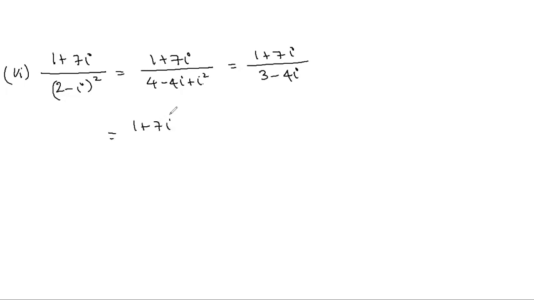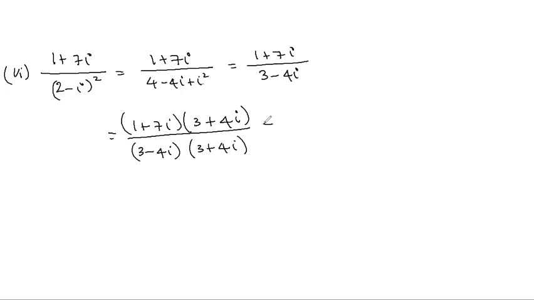So (1 plus 7i) into (3 plus 4i) upon (3 minus 4i) into (3 plus 4i). When you open this, look at this. Real part you take first, 3 times 1. Imaginary part is real part. This also gives you real part, 7i and 4i. That gives you 28i square, so minus 28.